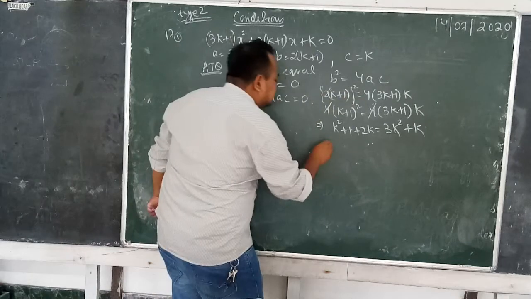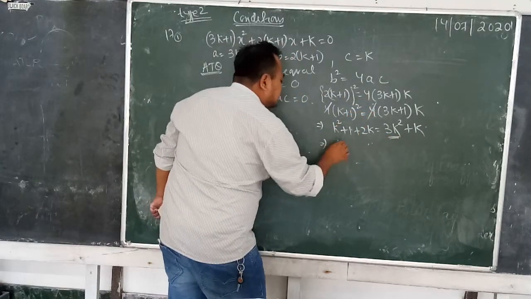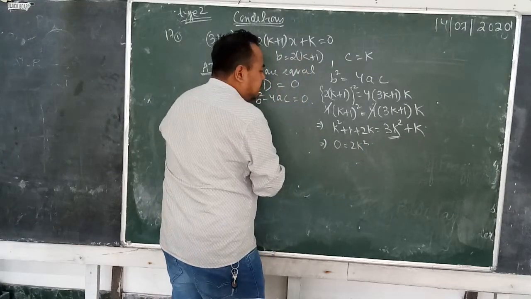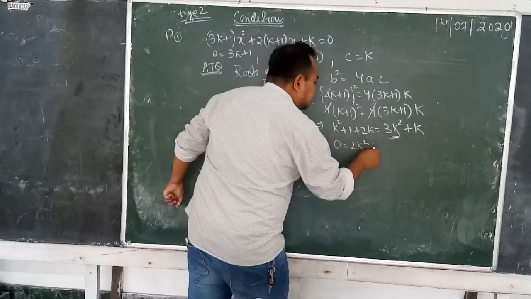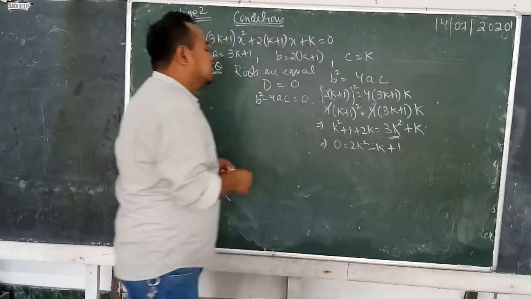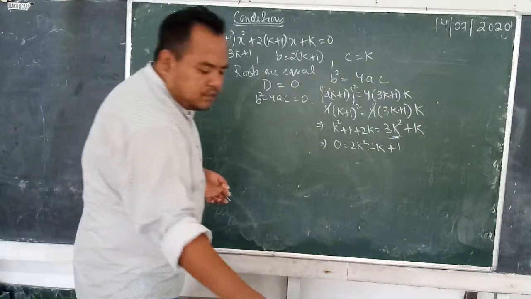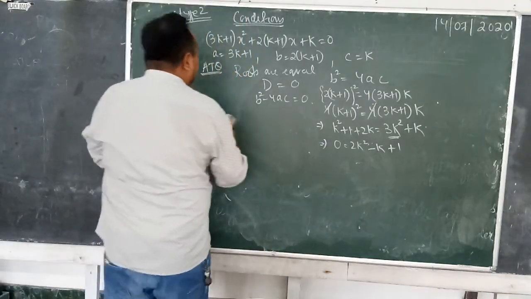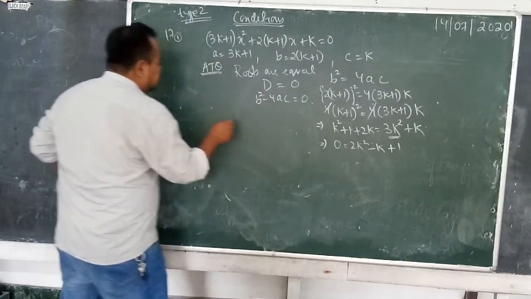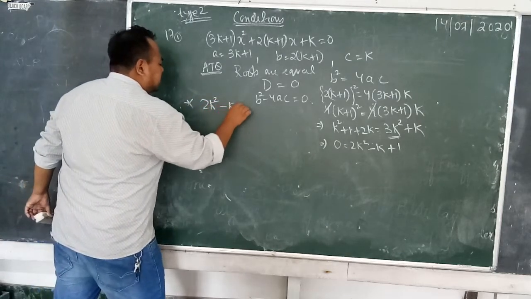Now take everything to that side. So what do we get? 3k square, k square goes to that side and becomes minus. So it becomes 2k square minus k plus 1. So this is a quadratic equation, and using the middle term we are going to find the value of k. So 2k square minus k plus 1 equal to 0.